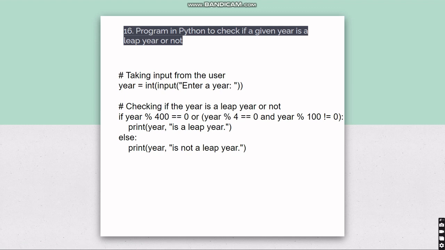16. Program in Python to check if a given year is a leap year or not. Hash taking input from the user. Year equals int, input, enter a year. Hash checking if the year is a leap year or not. If year % 400 equals 0 or year % 4 equals 0 and year % 100 not equal to 0, print, year, is a leap year. Else, print, year, is not a leap year.